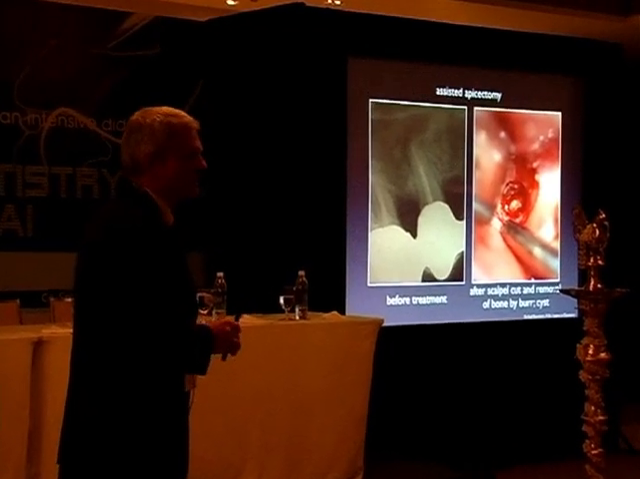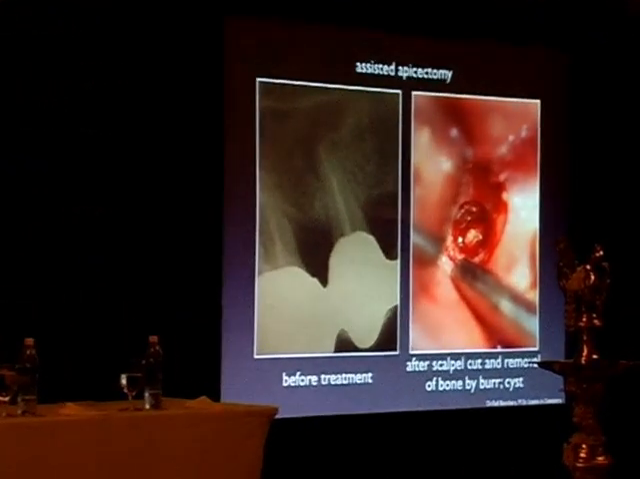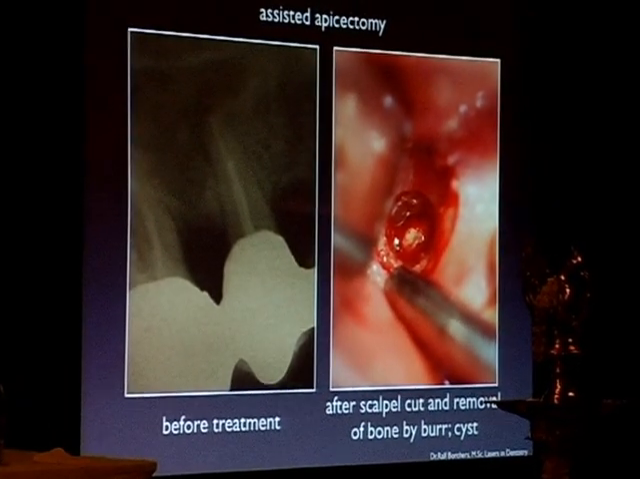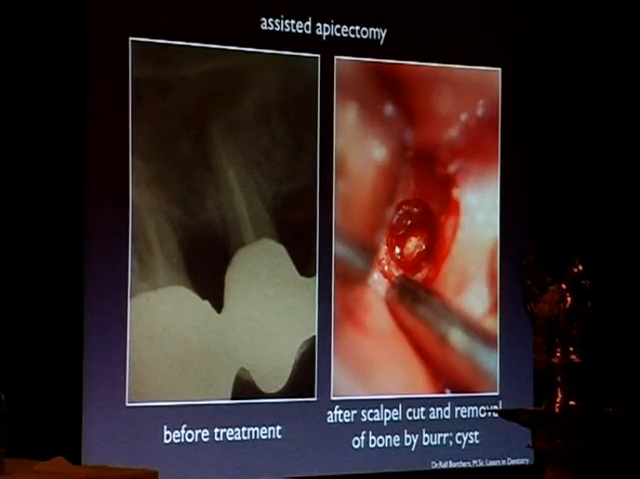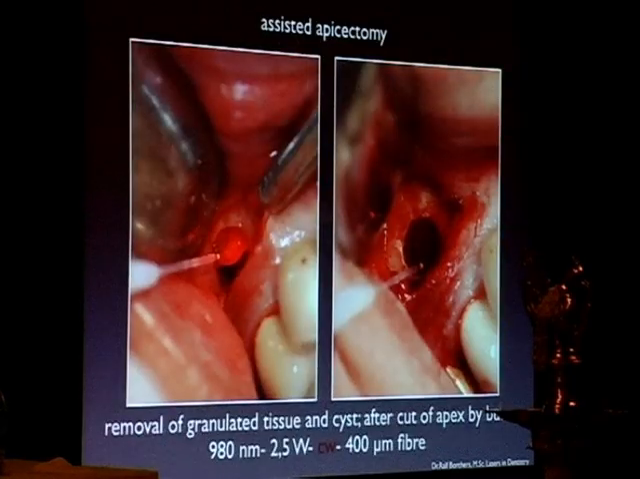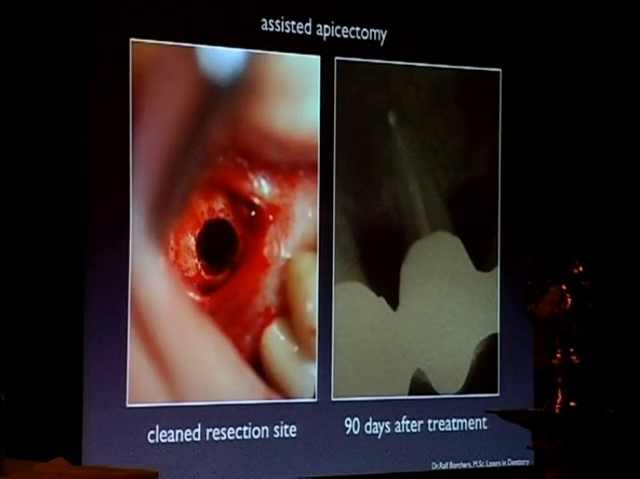With a diode laser, you can only do assisted apicoectomy. Normally if you have an erbium chromium YSGG laser or an erbium laser, you do not need to use the diode laser. But if you do it in a classical way, with a burr, you can remove the cyst and the granulated tissue by diode laser. Here a 980 diode laser is used with 2.5 watts, continuous wave mode, 400 micrometer fiber, just to clean the bone cavity. This is the clean resection site. This is 19 days after treatment.